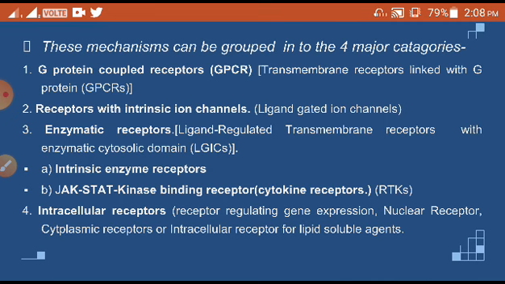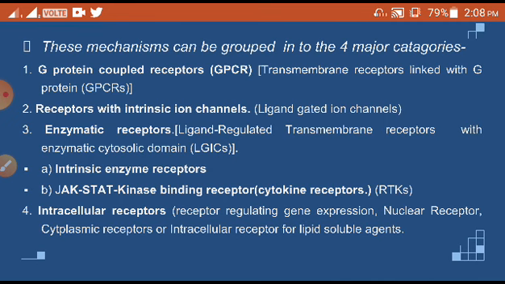This category, enzymatic receptors, has two distinct mechanisms or two distinct methods of working, right? One we call the intrinsic enzyme receptors. Second, we call the JAK-STAT kinase binding receptor. They are also called cytokine receptors. You can also call them receptor tyrosine kinases, RTK, right?